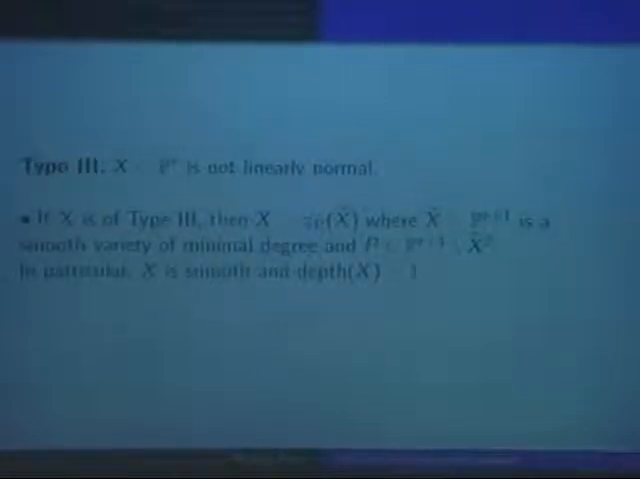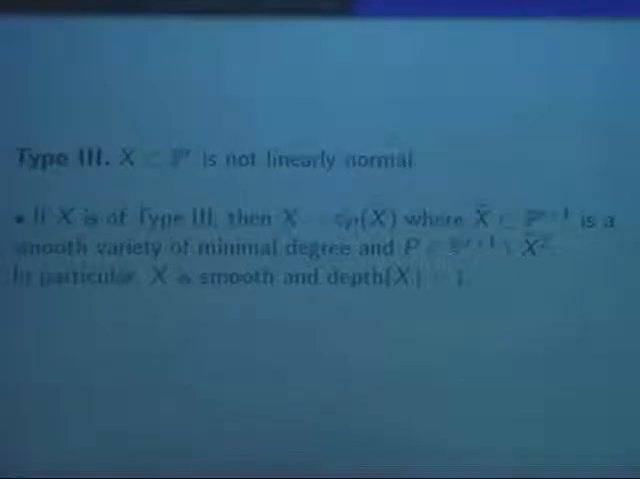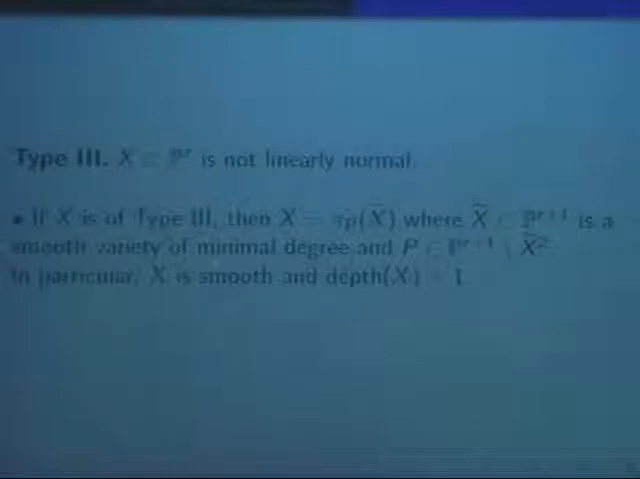And the third type also comes from the linear projection. Because it is not linearly normal, we can consider the complete embedding of X. And again, by degree counting, we know that the complete embedding is a smooth variety of minimal degree. And also, because X is not linearly normal, the center should be outside of the secant variety. And in this case, one can easily check that the depth is equal to 1. So from the viewpoint of arithmetic depth, type 1 and type 3 are well understood.